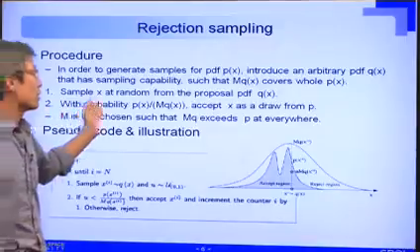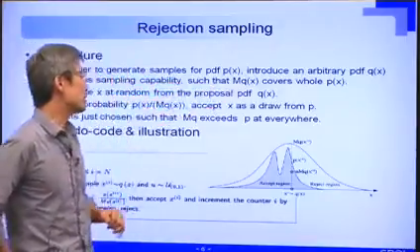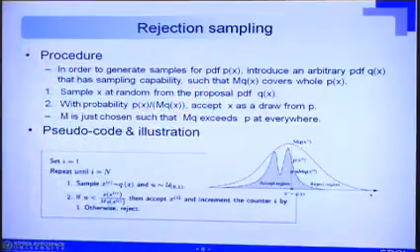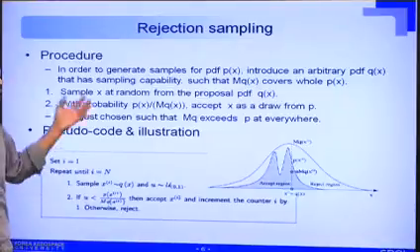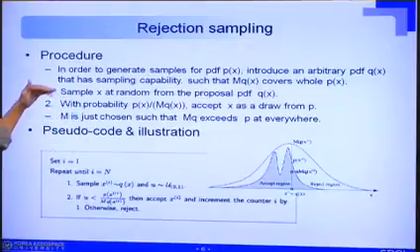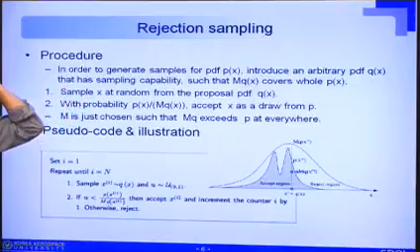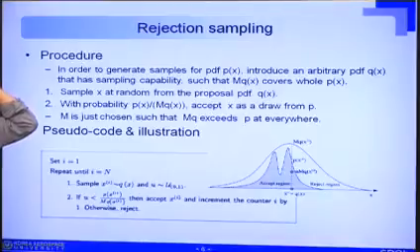And we introduce another one called M, a constant. Yes? So how do you come up with this Q of x and this M? You mean in what way you introduce the proposal distribution Q? Yeah, like you have to assume a Q of x. How do you assume a good Q of x?